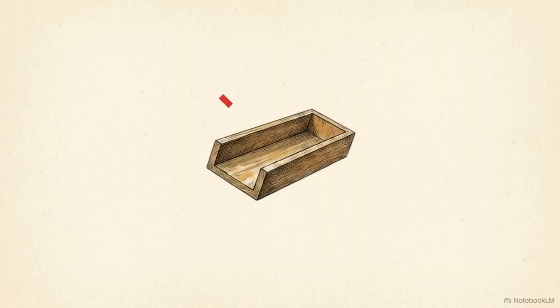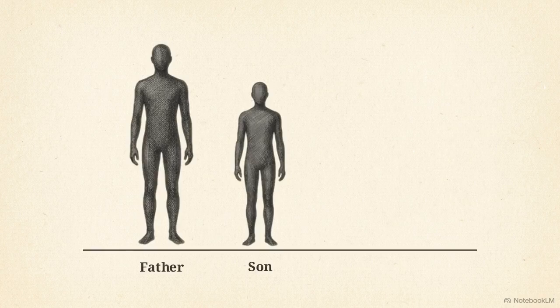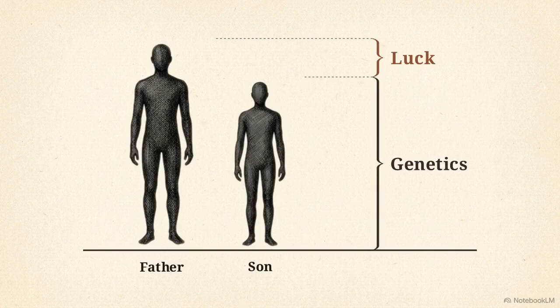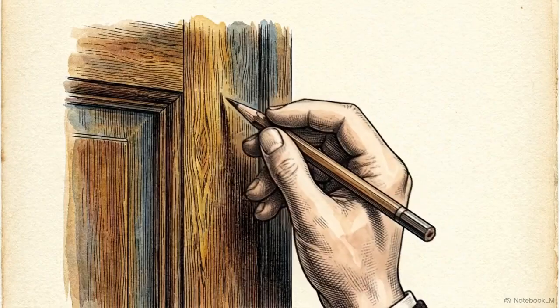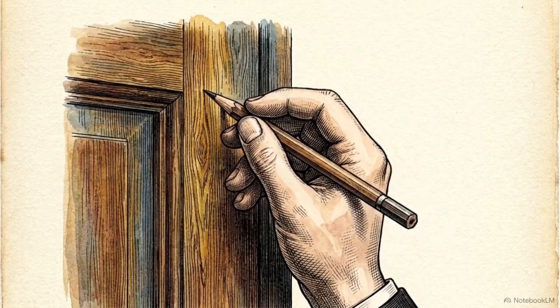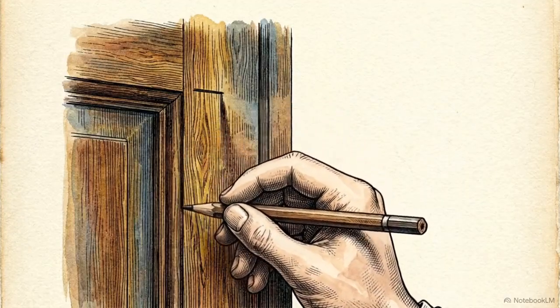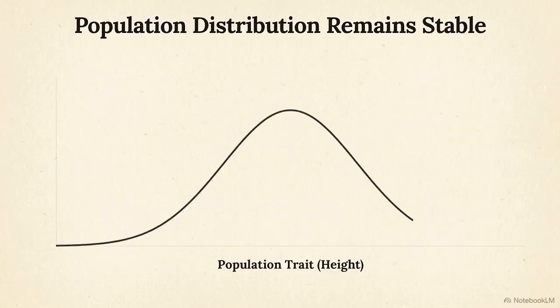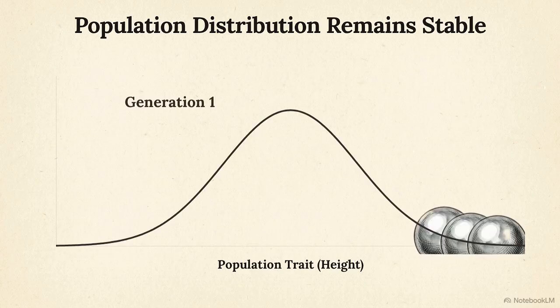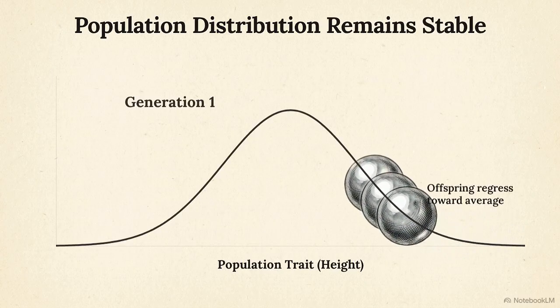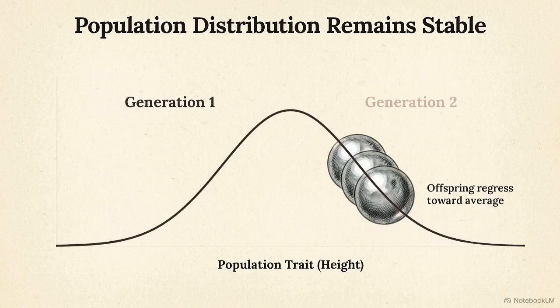There are no physical chutes pulling these sons downward. The reality is that extreme traits require a combination of underlying genetics and luck. A father passes down his genetic baseline, but cannot pass down the random transitory luck that pushed his own height to the extreme edge. Without that inherited luck, the next generation naturally settles closer to the average. This statistical phenomenon is what keeps the bell curve of human height stable over time.